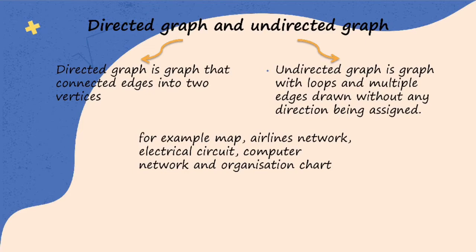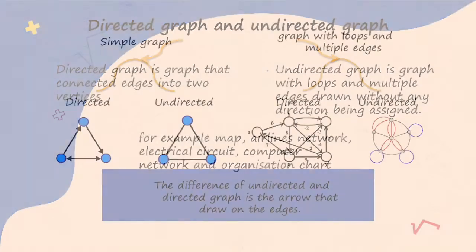What is a directed graph and an undirected graph? A directed graph is a graph that connects the edges between two vertices with a direction. An undirected graph is a graph with loops and multiple edges drawn without any direction being assigned. For example, map, airline network, electrical circuit, computer network, and organization chart.